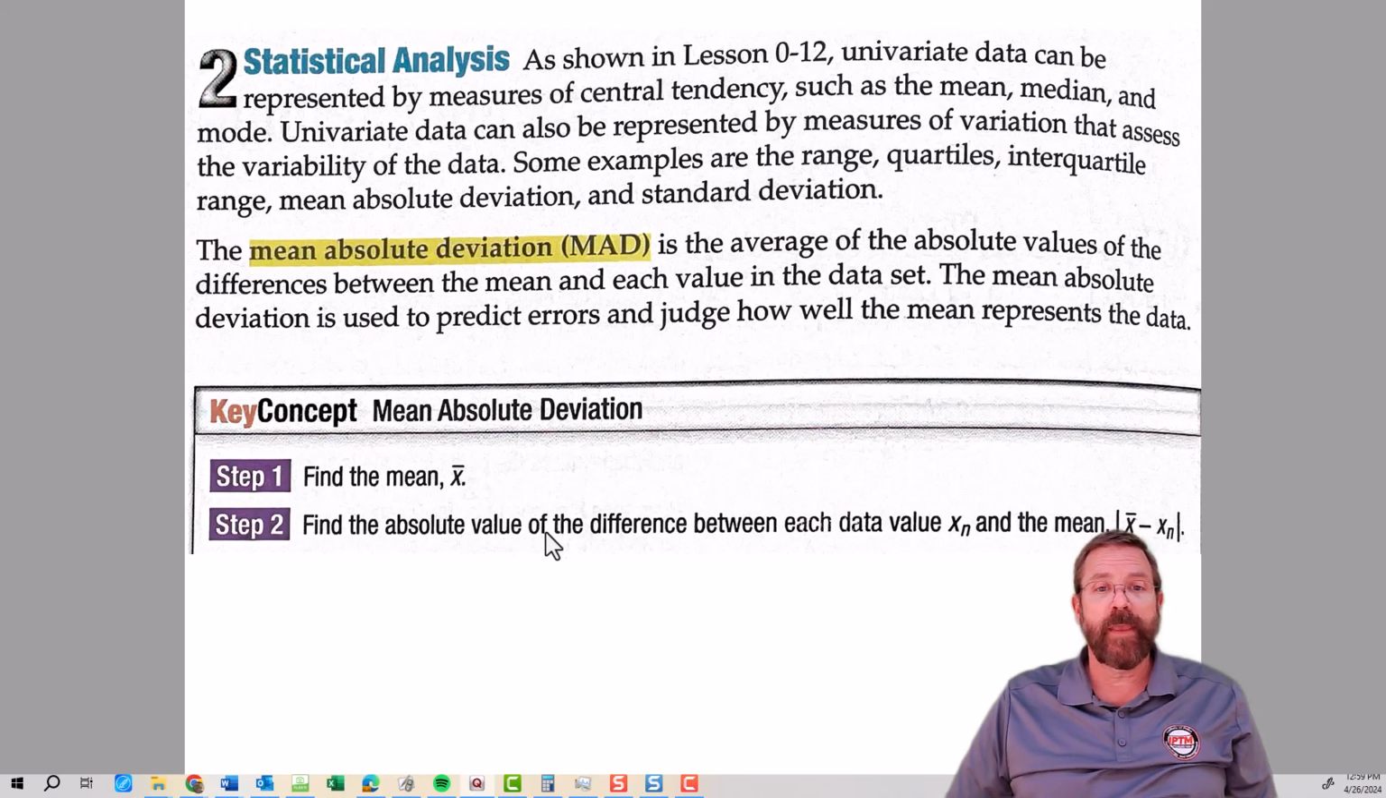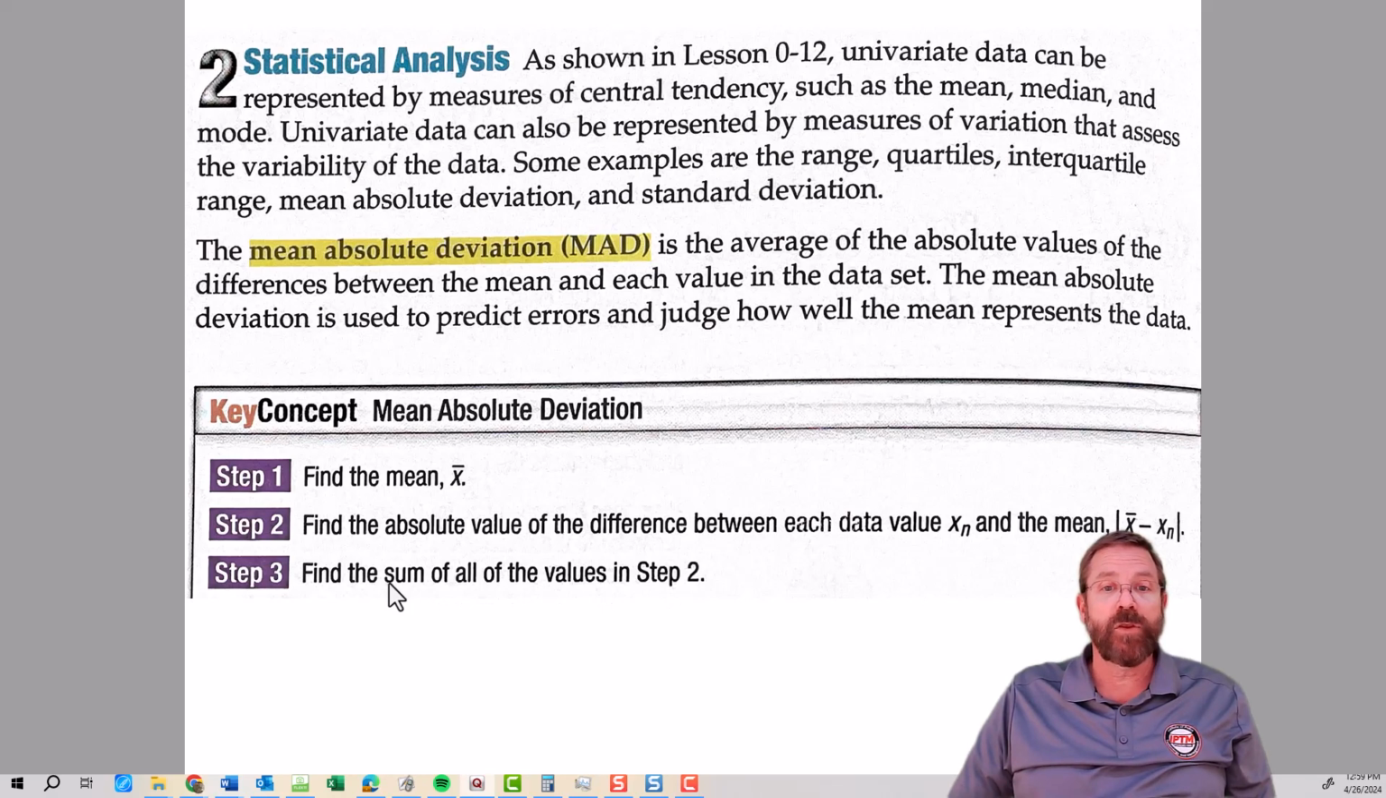Then you're going to find the absolute value of the difference between each data value, which they have referred to as X sub n, that just represents each individual data value, and the mean. They indicate this with the absolute value bars, because sometimes it can be positive and sometimes negative when you work it. You only want the positive final solution of the mean minus each individual data value.